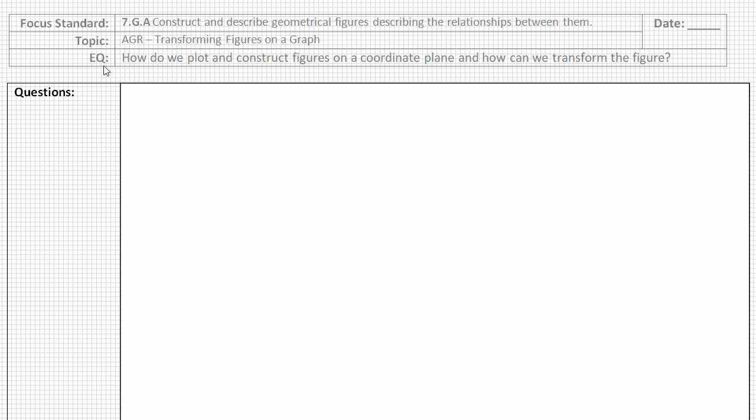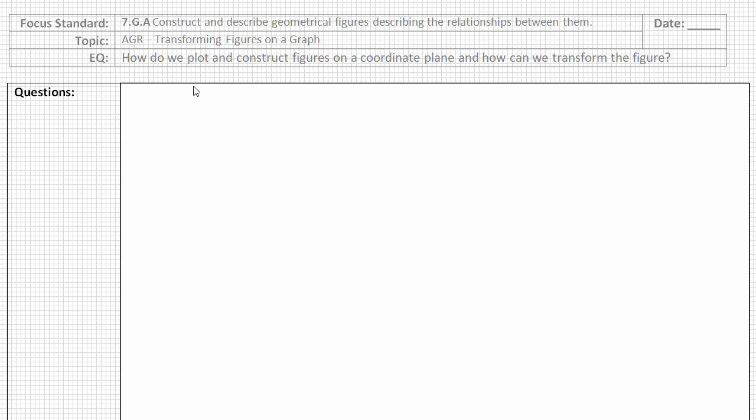Our essential question is, how do we plot and construct figures on a coordinate plane, and how can we transform the figure? Please take a moment pausing the video if you need to. Copy down the topic and the central question into your header, along with today's date, set up your question column and your note column, and resume the video when you're ready to begin.